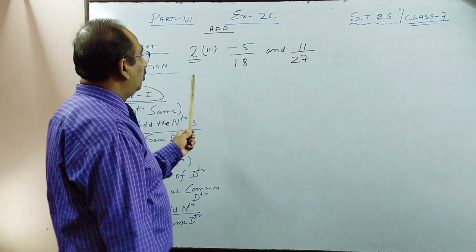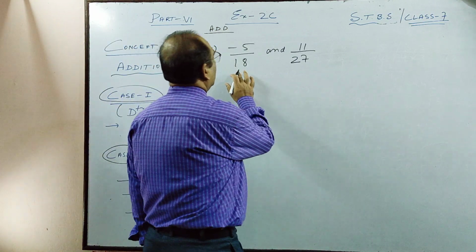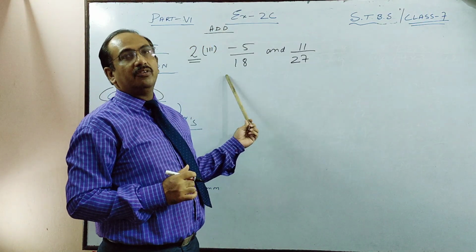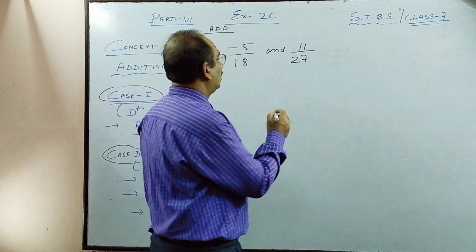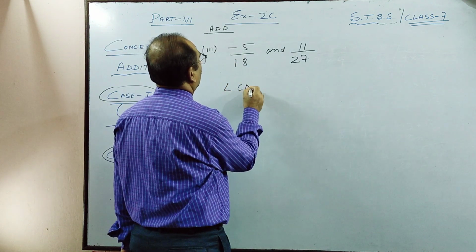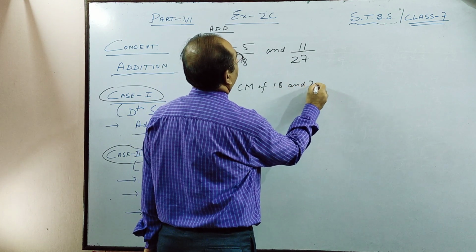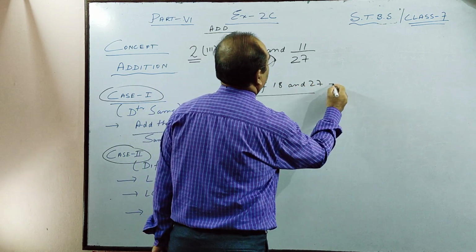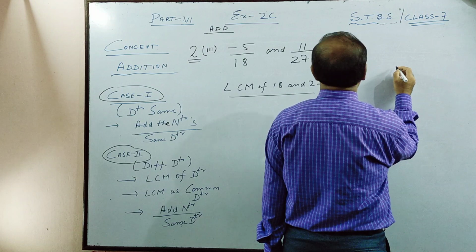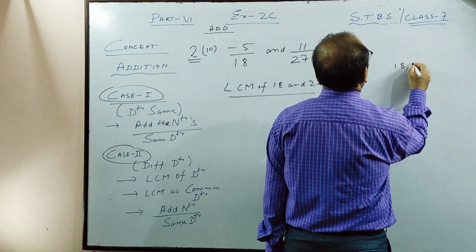So now we move on to question 2 part 3. Same way we have different denominators. So we find the LCM of 18 and 27. There are different methods. I am doing it by this method.